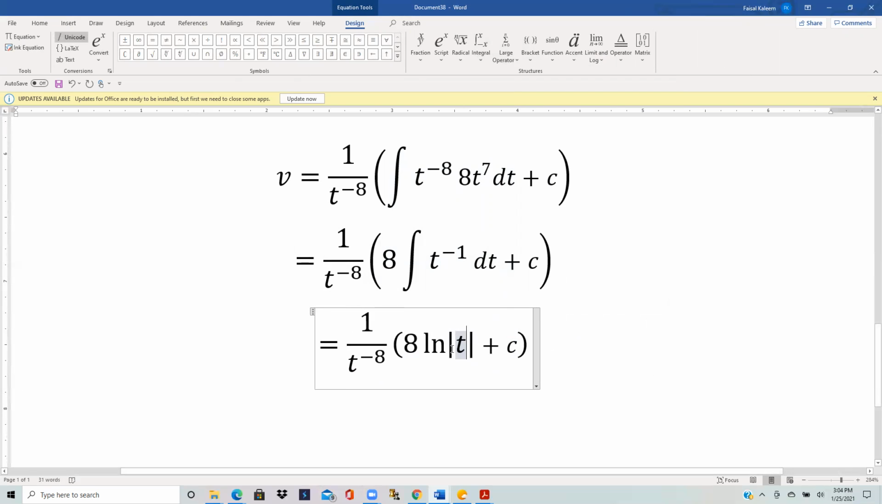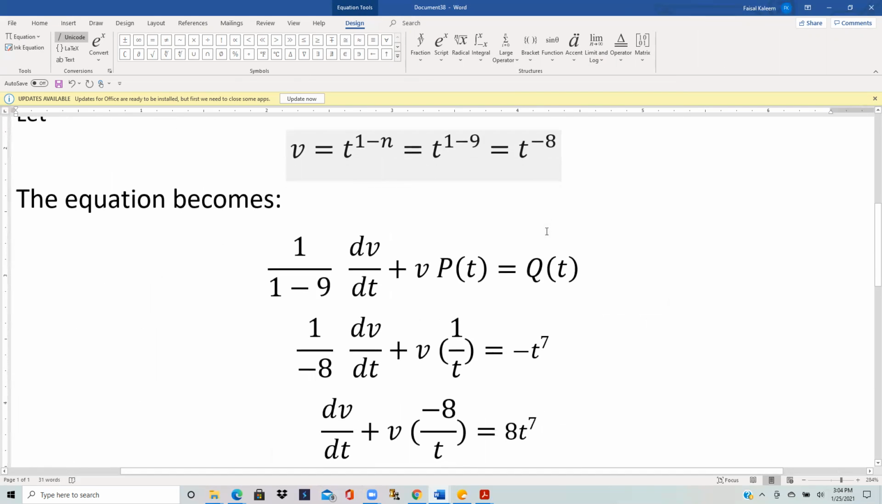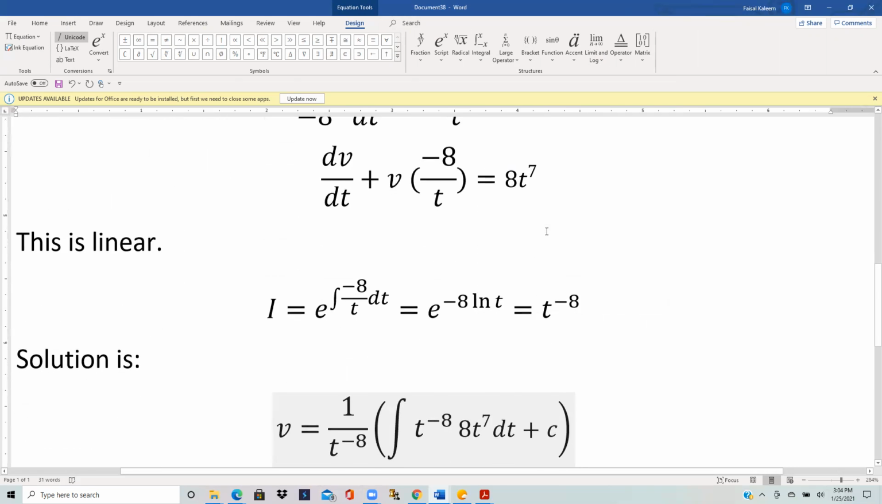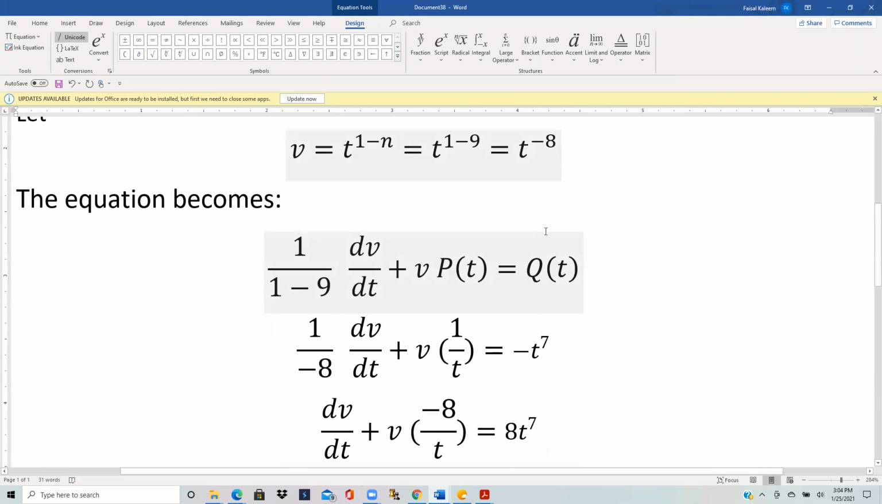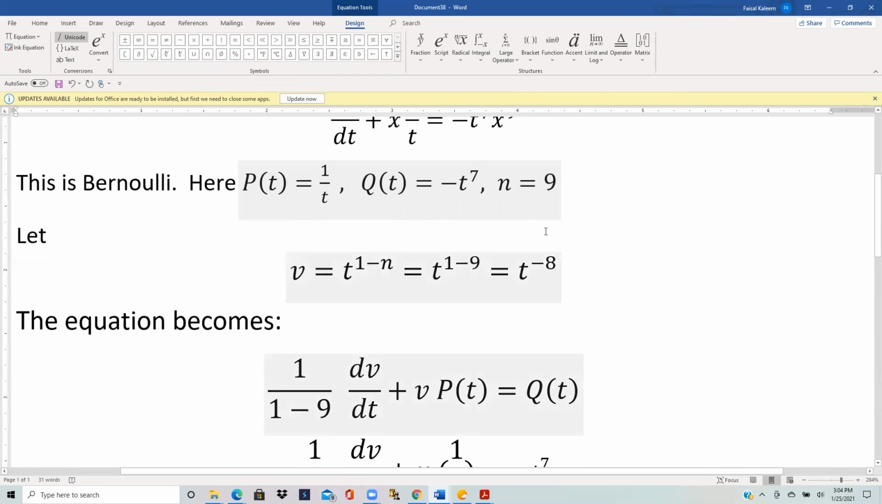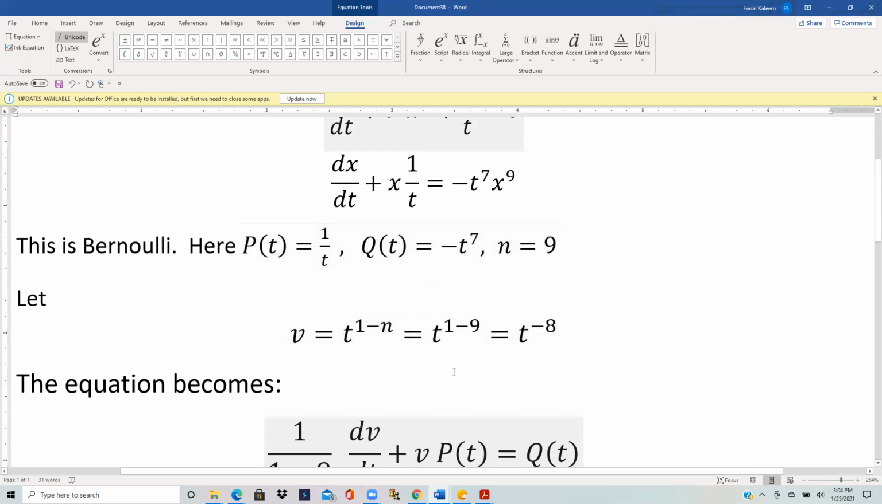plus c. And then the last thing is v has to be replaced back by what it was. So v was t power negative 8. Okay, so we're off by a variable here. V is equal to x power 1 minus n. So t is playing the role of x. So this one is fine.